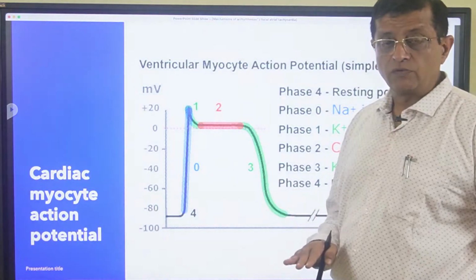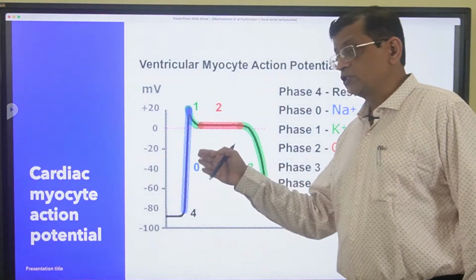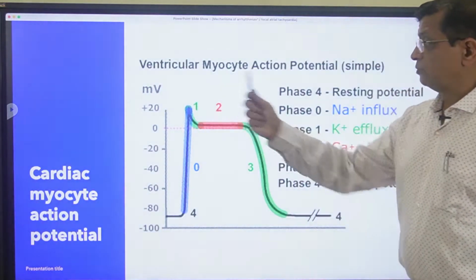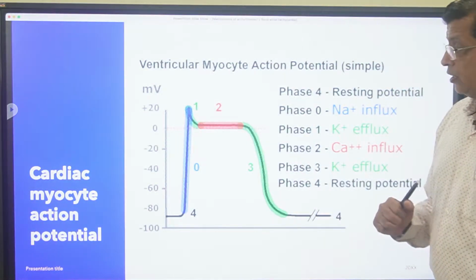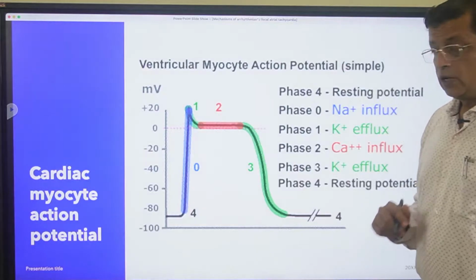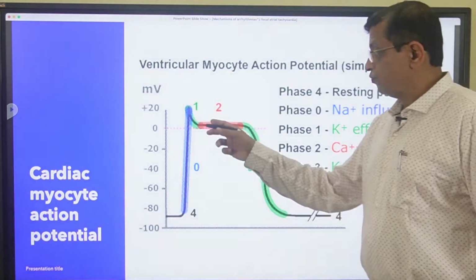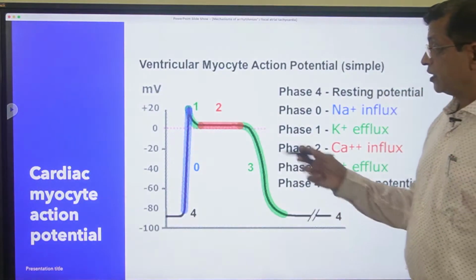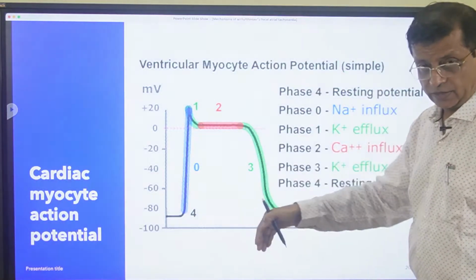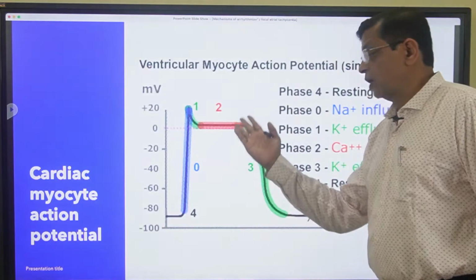This is going away from the negative normal potential or resting membrane potential. That is why this is called going away from the pole, or depolarization. As soon as the cell membrane potential reaches +20, the sodium channels close and the fast potassium channels open, causing a small decrease in the membrane potential. But soon these fast potassium channels close and L-type calcium channels open. These calcium channels bring calcium inside, while at the same time slow potassium channels open, which take potassium outside.